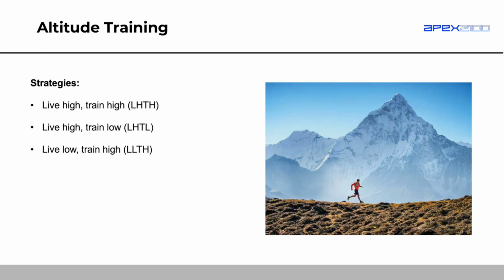But the three main strategies are live high, train high. So that would be you guys right now. You're living at altitude and you're training at altitude. The next one is live high, train low. So this is living at altitude, but then going down to do your training. And the last one is live low, train high. So living at sea level, but then coming up the mountain and doing your training.